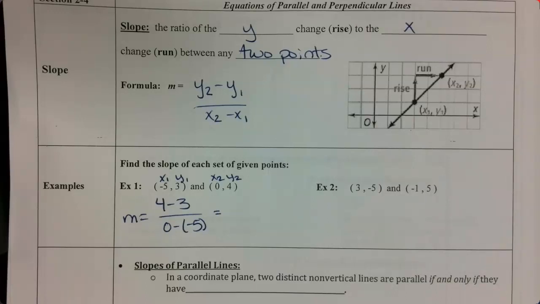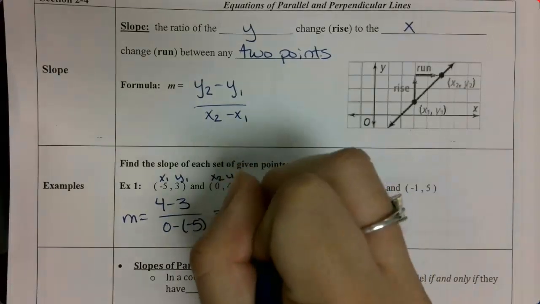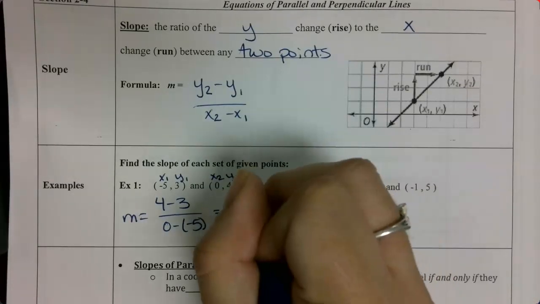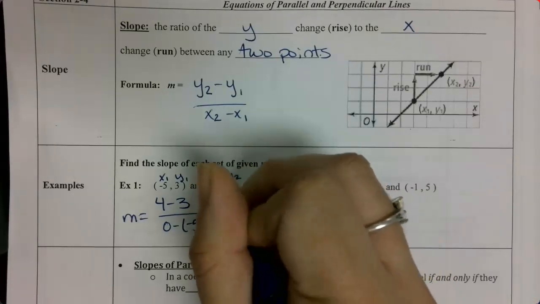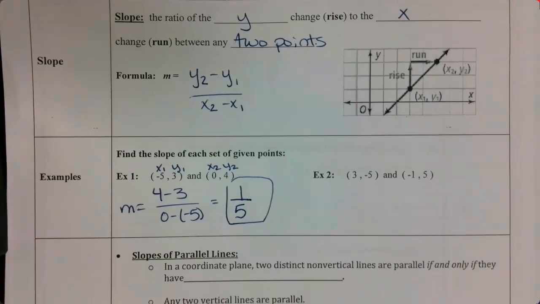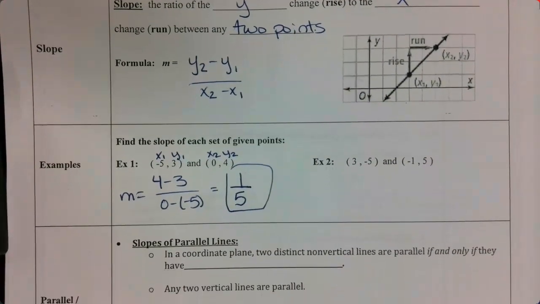What is 4 minus 3? And 0 minus negative 5 is a double negative, so it's really adding. 0 plus 5 is 5. So my answer is 1/5. When we're working with lines, we always leave our answers as fractions.